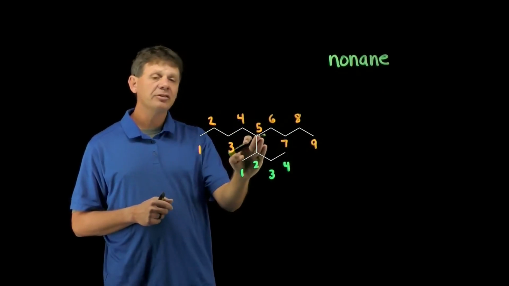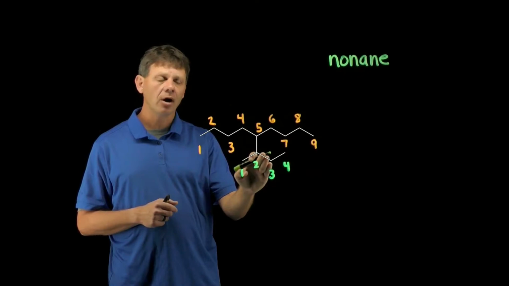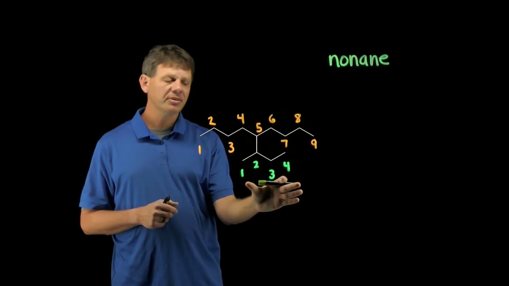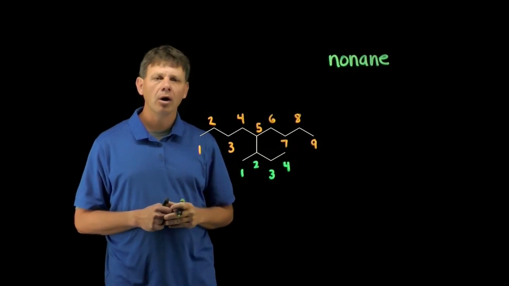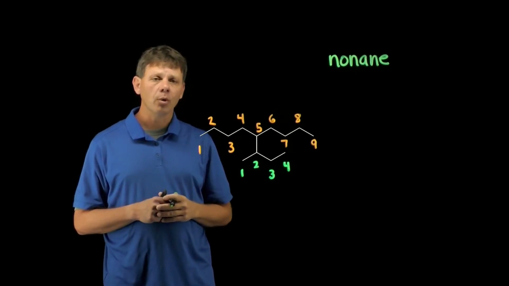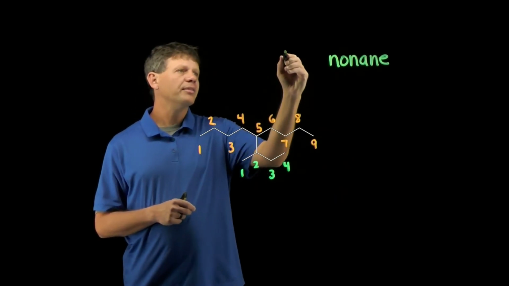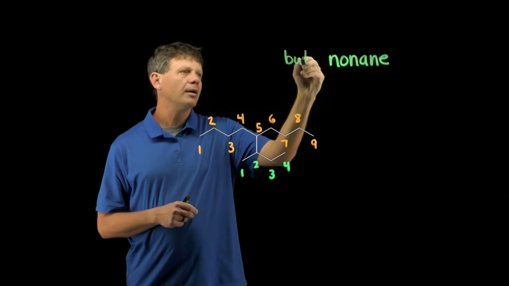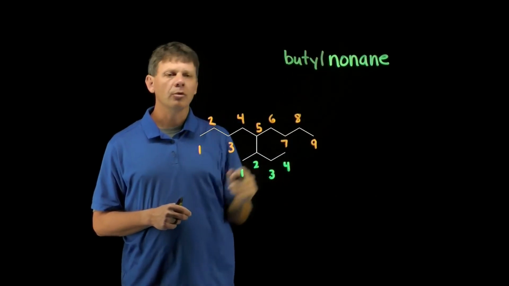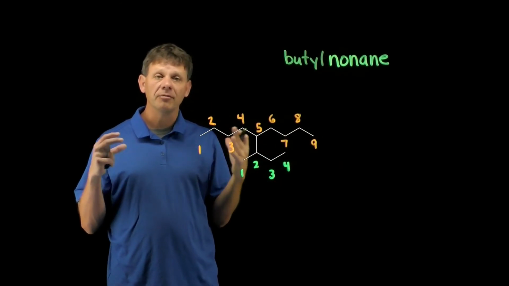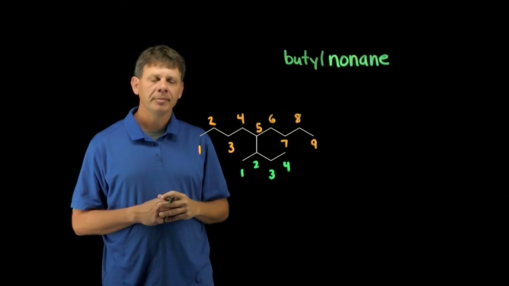You'll note that the substituent comes off of the 5 carbon, and it's a branched substituent containing 4 carbons. And so knowing that it's 4 carbons tells us that this is going to be a specific type of butyl group. So this molecule is going to be some type of butyl nonane.